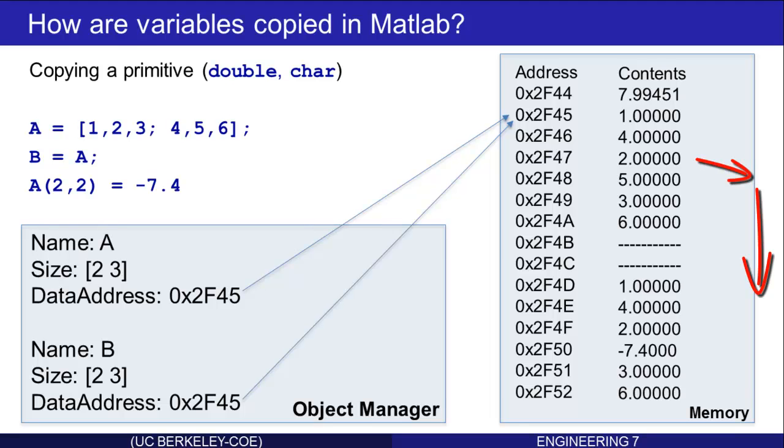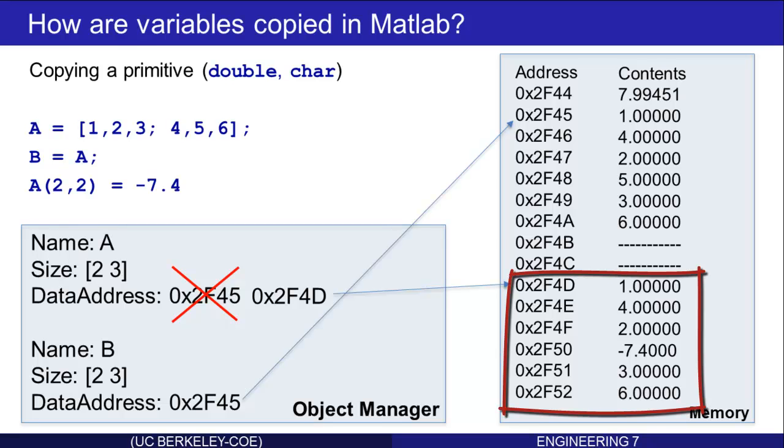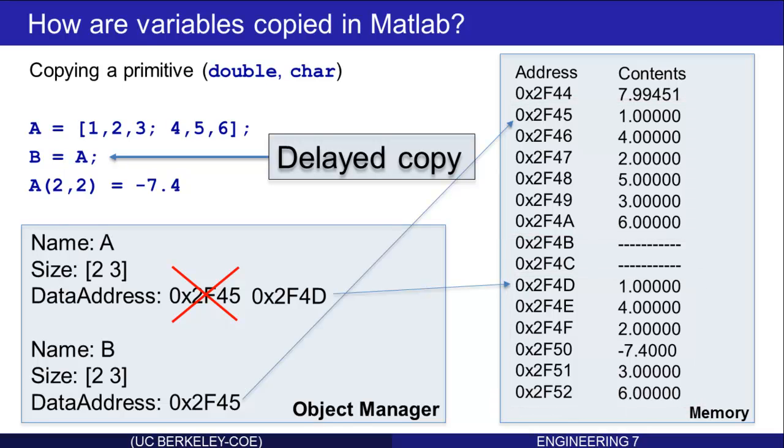The contents of A is copied to a separate place, and then the change is made, and finally the object manager reassigns the data address to the new correct address. Now the data for A and B occupy different locations in memory. They are separate, as we perceived all along.